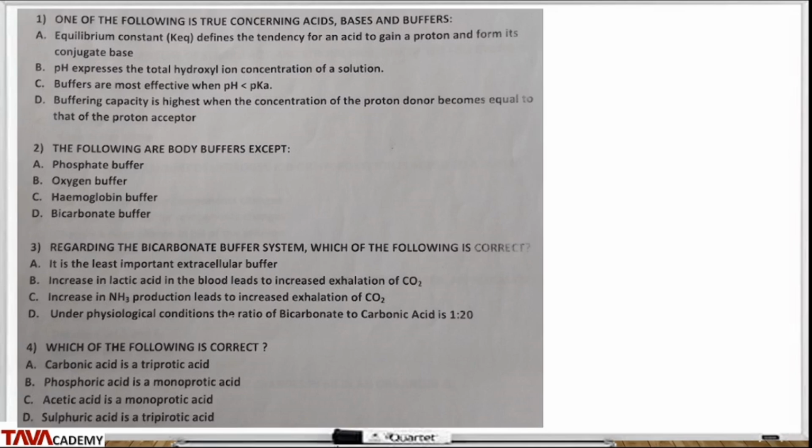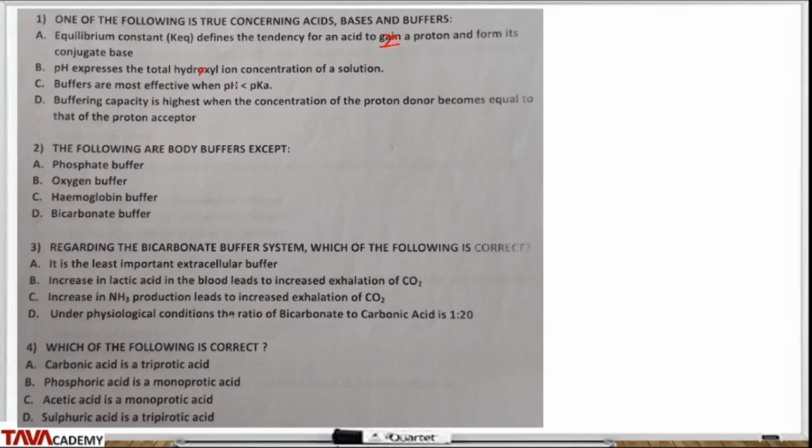Question 1 says, one of the following is true concerning acid, base, and buffers. Option A says, equilibrium constant defines the tendency of an acid to gain. Acids do not gain protons, they lose protons. So this gain makes option A wrong. Option B says pH expresses the total hydroxyl. It's not hydroxyl ion, but actually hydrogen ion concentration. So this makes it wrong.